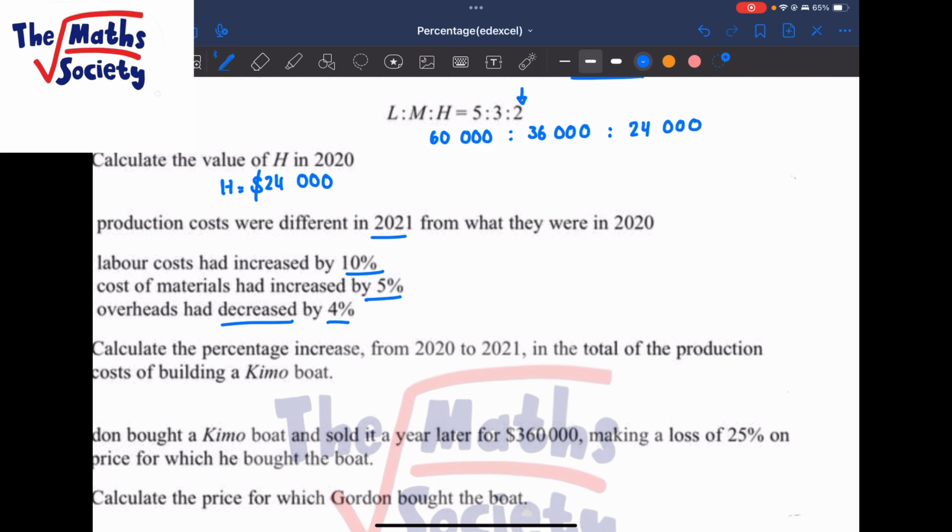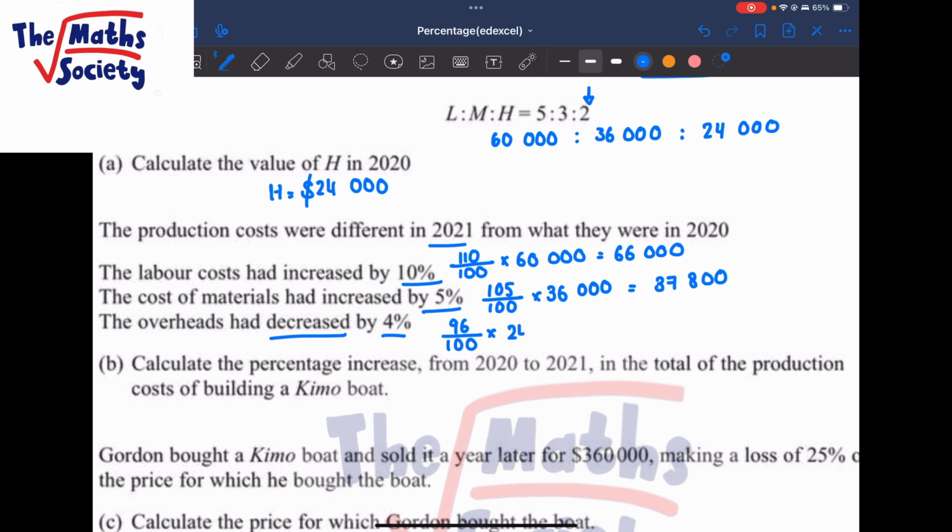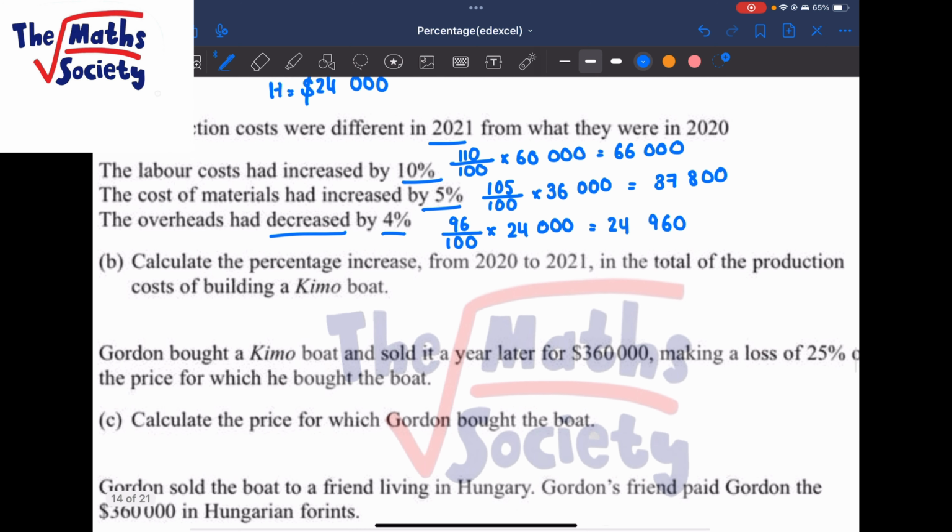Labor has increased by 10%, so that will be 110 over 100 multiplied by 60,000, which will get you 66,000. Then 105 over 100 multiplied by 36,000 would get 37,800. This one's decreased, so that would be 96 over 100 multiplied by 24,000, which would be 24,960.